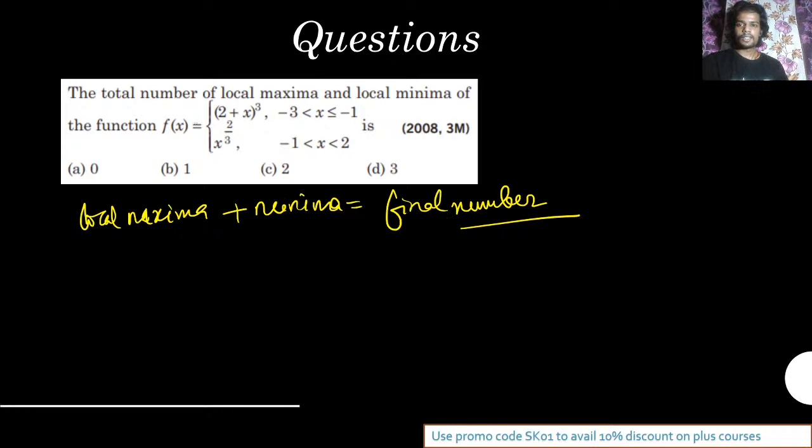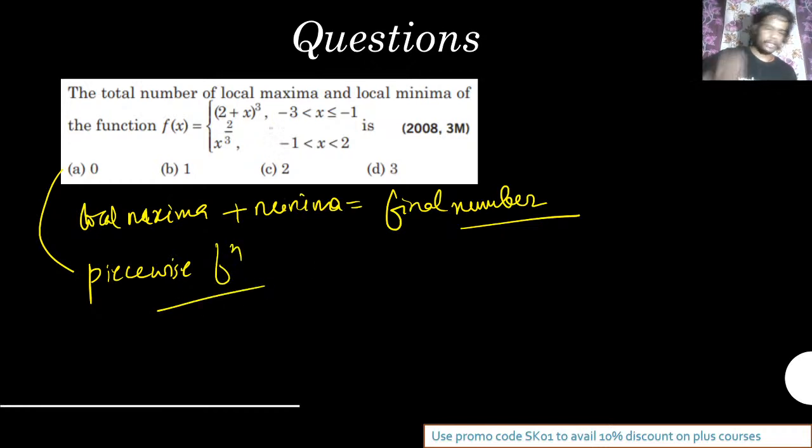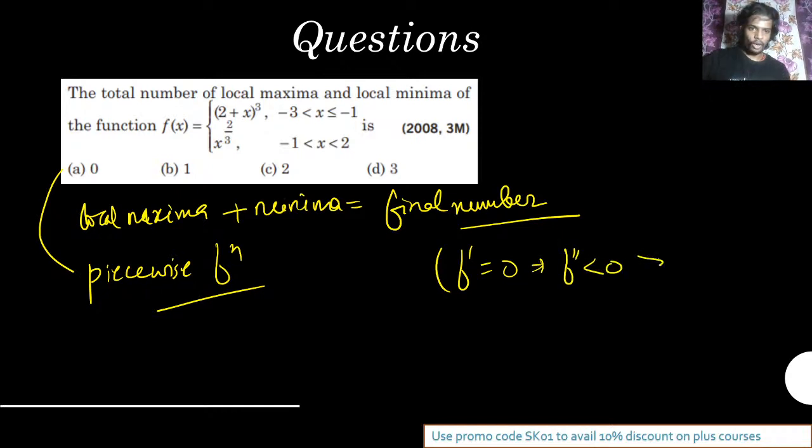First you have to understand that this is a piecewise function, and there is one thing about piecewise functions: you cannot go with the standard method to calculate the maxima and minima. The standard method is you take the first derivative, set it to 0, then you take the second derivative and check whether it is less than 0 or greater than 0. This is what you do. But in a piecewise function you cannot actually do it, because it is not guaranteed that the derivative will exist, especially at the points where the function breaks. So in those cases you have to draw a graph.